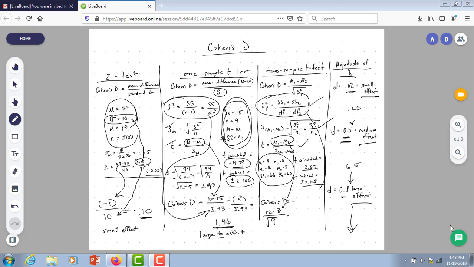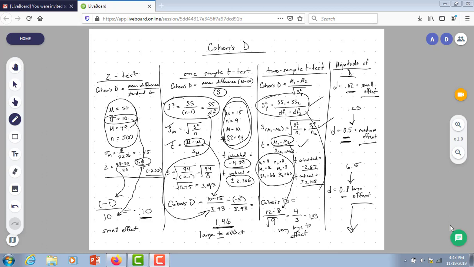So let's move forward and finish this equation. 12 minus 8 is 4 over the square root of 9. That will give you 3. And then when you divide that 4 by 3, you will end up with 1.33. Now, based on the classification to the right margin, this would be a very large treatment effect.